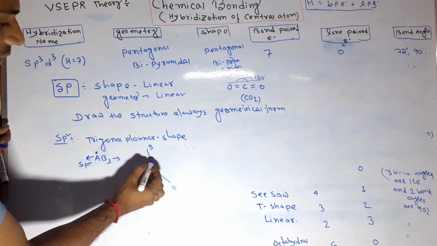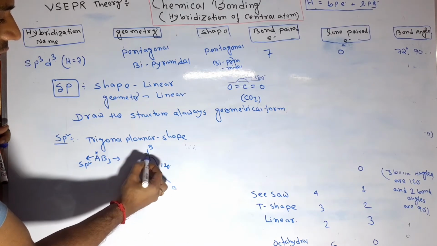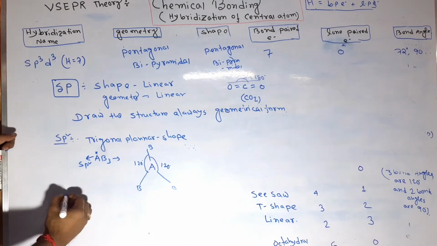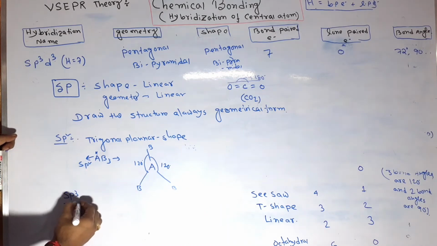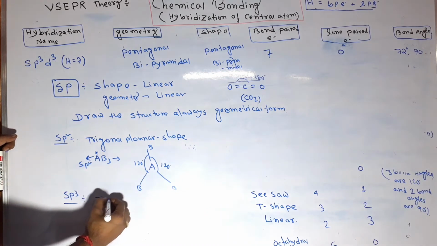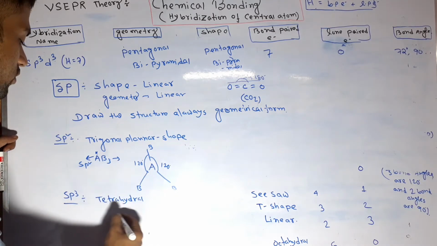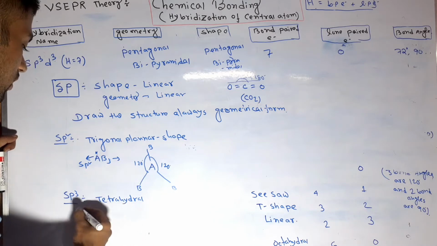What is the bond angle? That is 120 degrees. For sp3, the tetrahedral structure. Always draw the structure from the geometrical form.